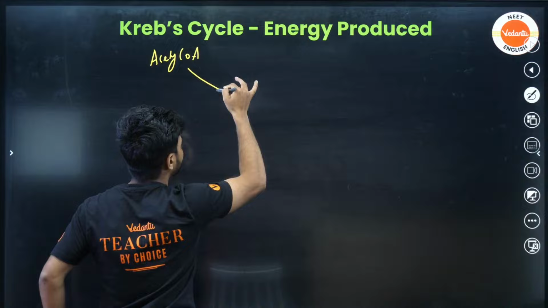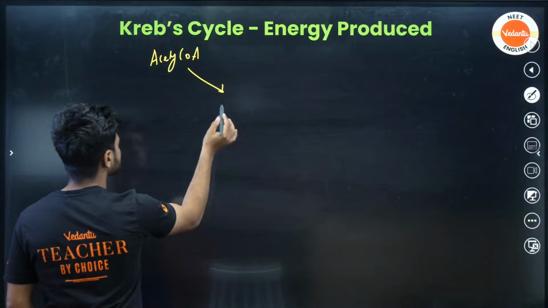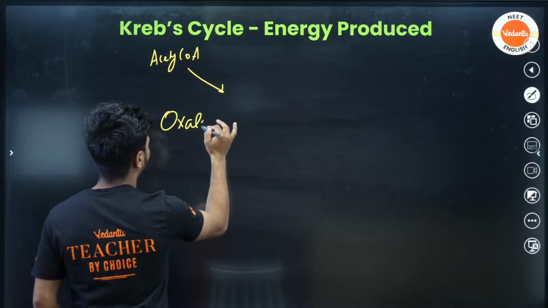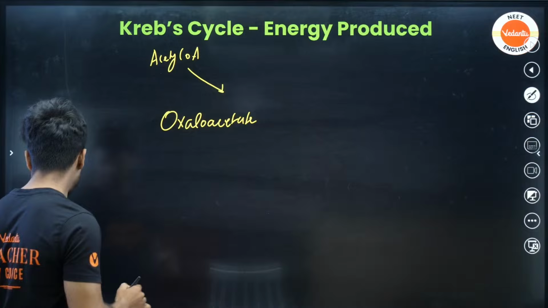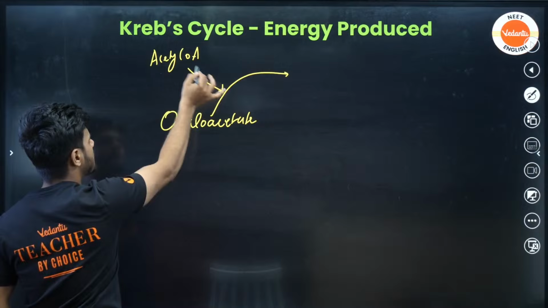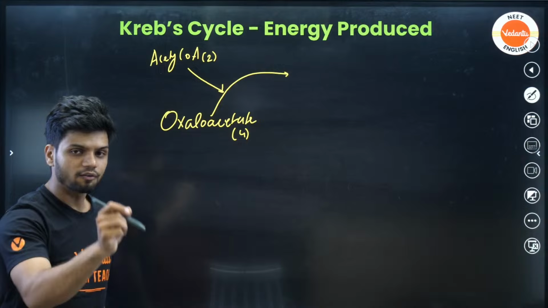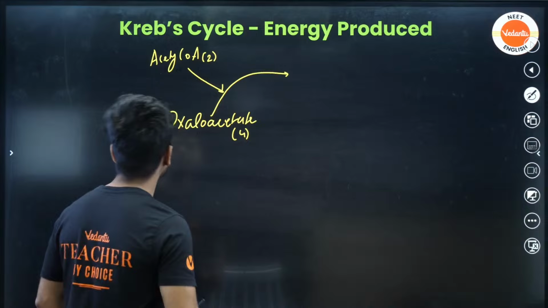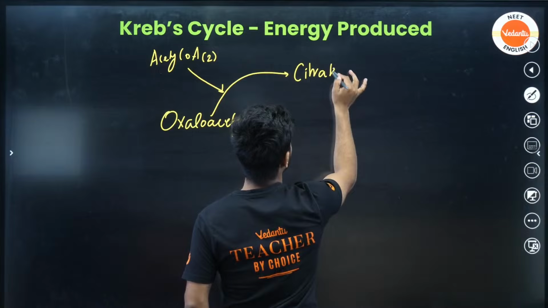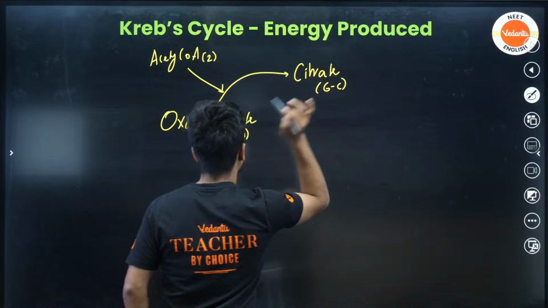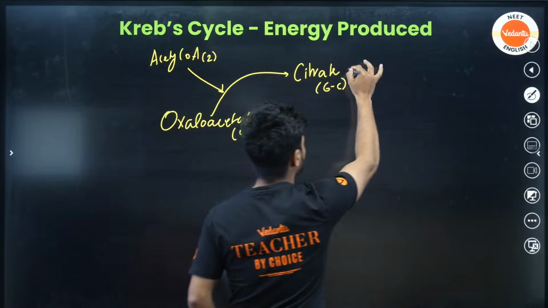Now this particular acetyl coenzyme A will react with oxaloacetate. Acetyl coenzyme A is a 2-carbon compound, which I already told you, and this oxaloacetate is a 4-carbon molecule. When they react, they form the first product of your citric acid cycle or your Krebs cycle, called citrate. It is 4 plus 2, that is a 6-carbon molecule. Now this citrate undergoes isomerization, which forms isocitrate.